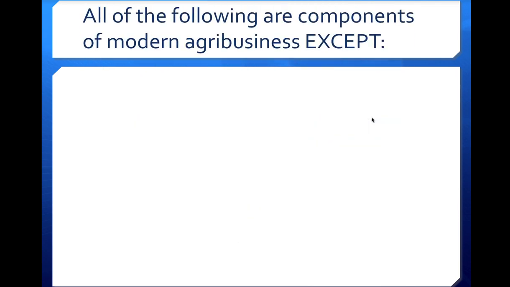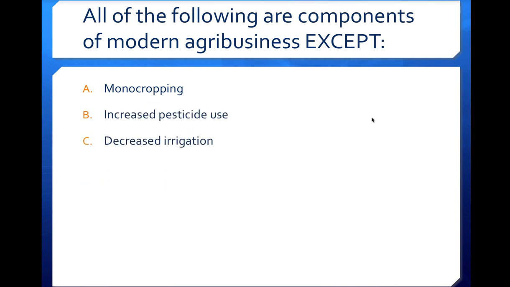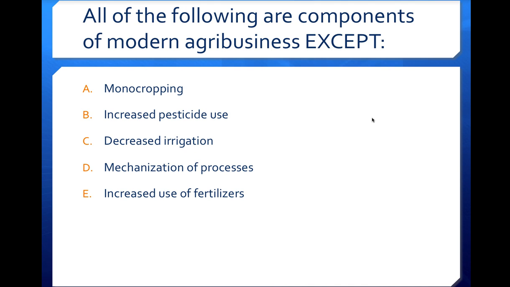All right, and last quiz question. All of the following are components of modern agribusiness except A, monocropping, B, increased pesticide use, C, decreased irrigation, D, mechanization of processes, or E, increased use of fertilizers. So look over that list. One of them is not correct, all the rest are. All the rest are representative of modern agribusiness. And if you don't know the answer yet, go ahead and pause it, because our correct answer is decreased irrigation.